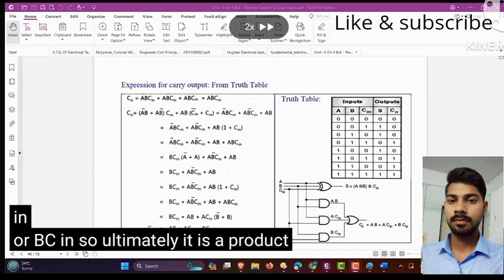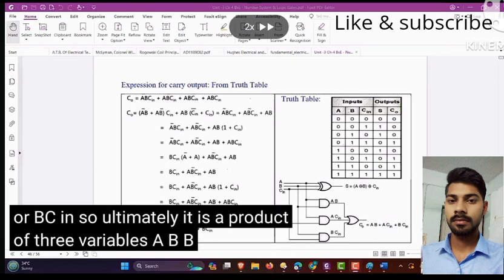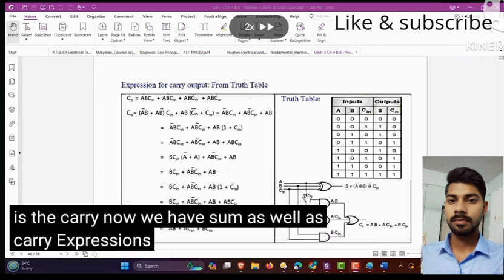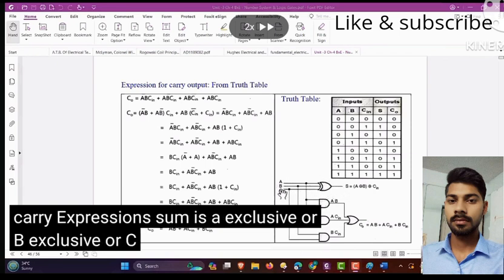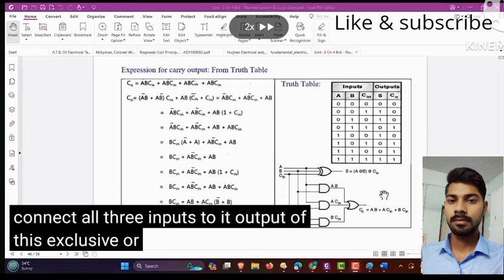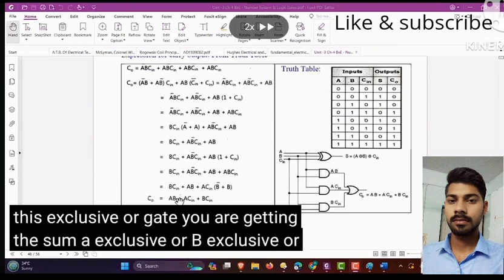So ultimately, it is a sum of three product terms: AB, BC in and AC in. That is the carry. Now we have sum as well as carry expressions. Sum is A exclusive OR B exclusive OR C. And therefore, take an exclusive OR gate with three inputs and connect all three inputs to it. At the output of this exclusive OR gate, you are getting the sum A exclusive OR B exclusive OR C.